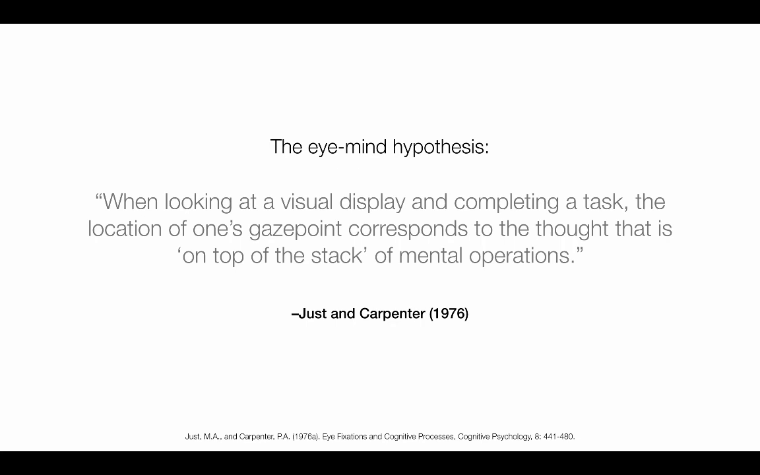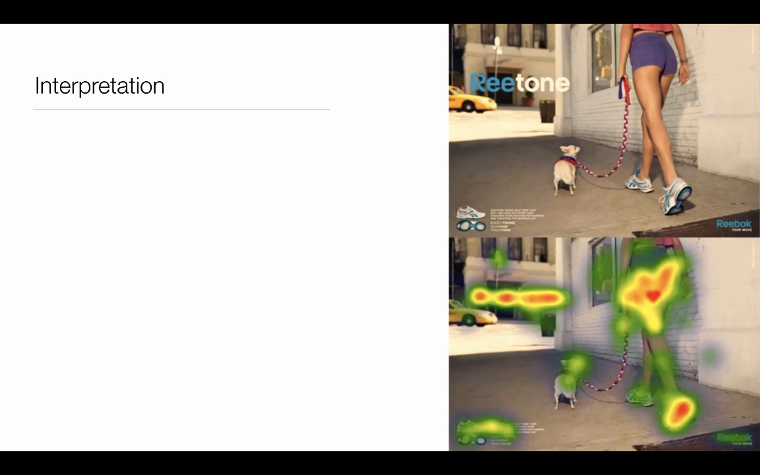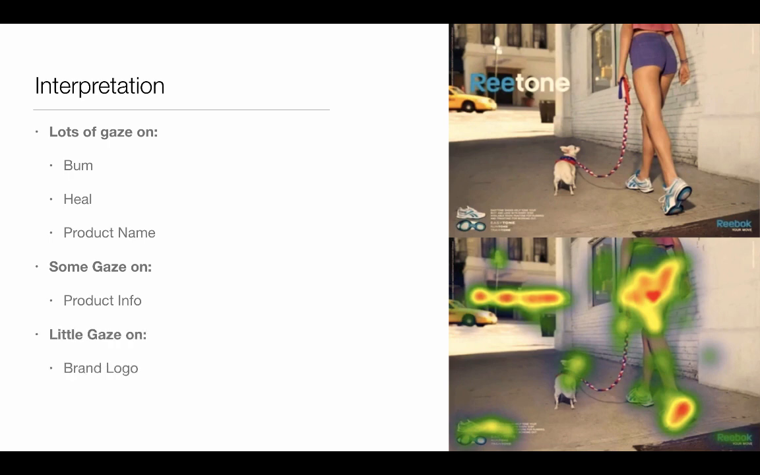I'm not completely convinced of this, because when you look at something, maybe you're distracted by it rather than it's something that you really want to see. So you've really got to put it in a lot of context. Now, how do we interpret this? So in this picture, there's a lot of gaze on the bum, on the heel, and on the product name. There's some gaze on product information, which is the bottom left, and there's not very much on the brand logo.